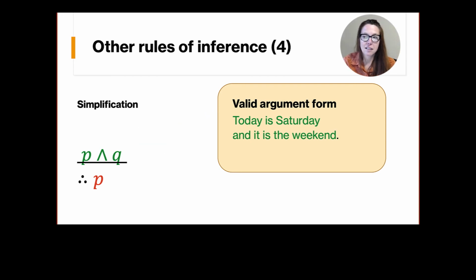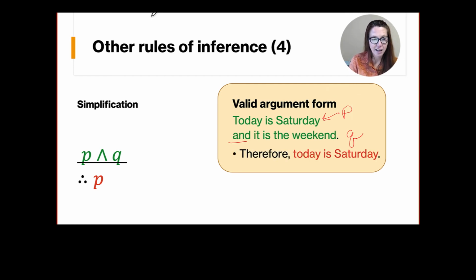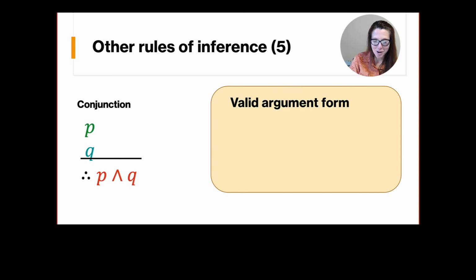Okay, so let's then come up with a conclusion for this. Today is Saturday and it is the weekend. So there's our and. And so we've got P and Q. So I could draw one of two conclusions from this. Unfortunately, the premise is false. But assuming that premise is true, therefore, today is Saturday. I wish it was the weekend. But unfortunately, my premise was false.